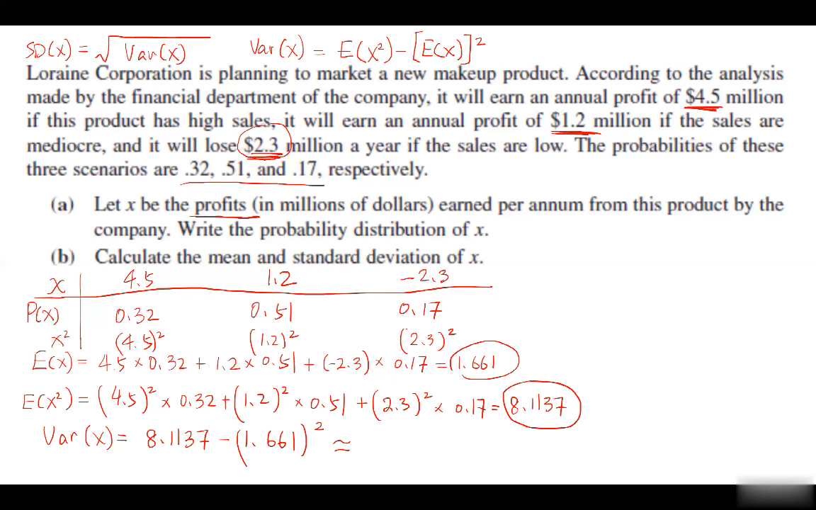This is approximately 5.3548, right? Okay, now finally we can calculate the standard deviation of X, which is the positive square root of VAR X. And when we plug this value into this formula, the standard deviation of X is approximately 2.314 million.